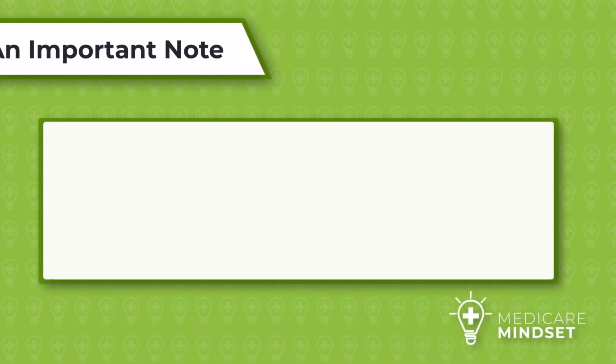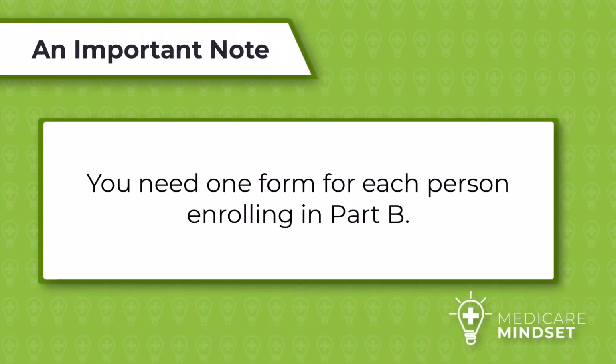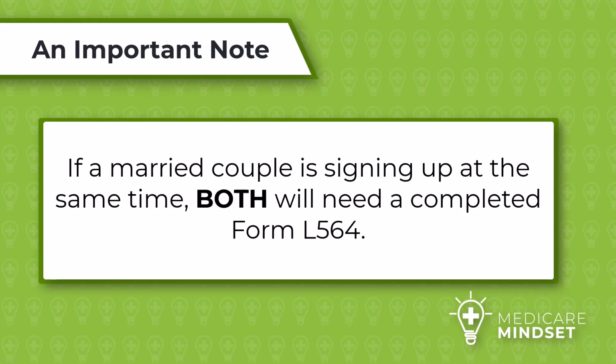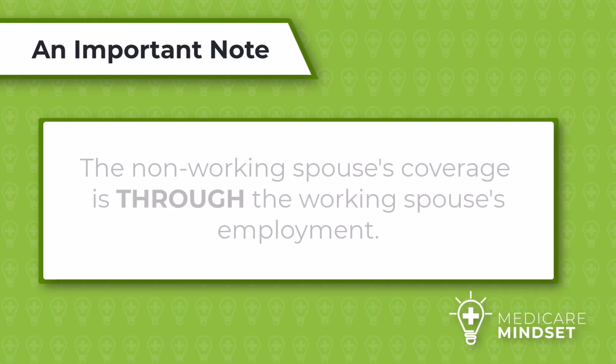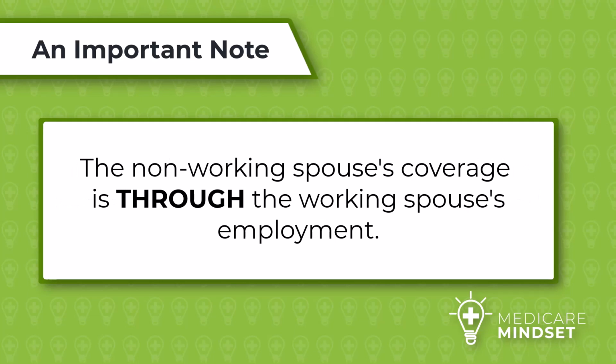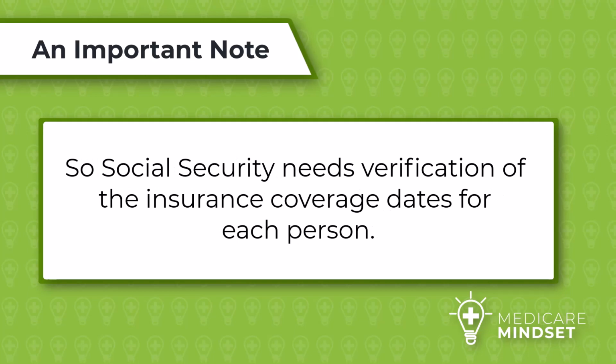An important note, you need one form for each person enrolling in Part B. So if it's a married couple signing up at the same time, both need a completed Form L564. Yes, even if one spouse is not working, the non-working spouse's coverage is through the working spouse's employment, so Social Security needs verification of the insurance coverage dates for each person.